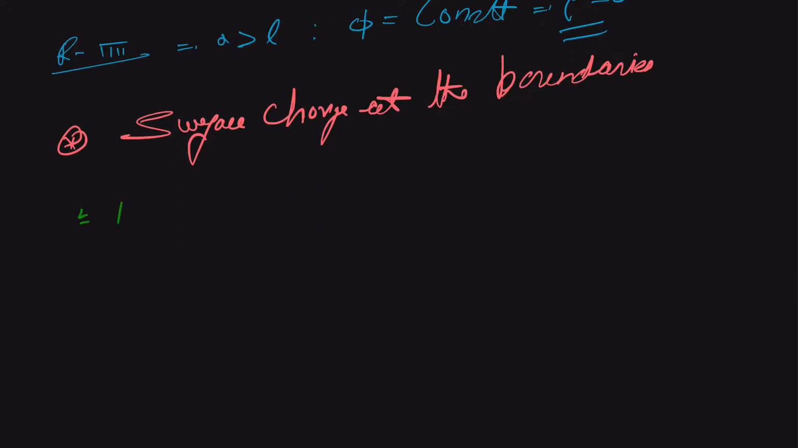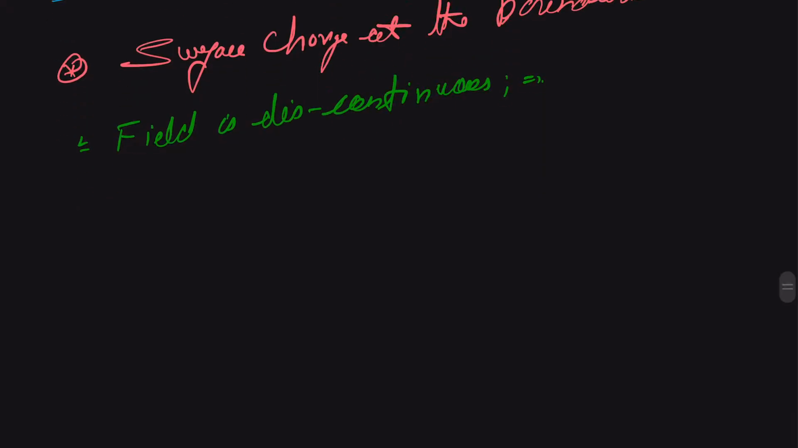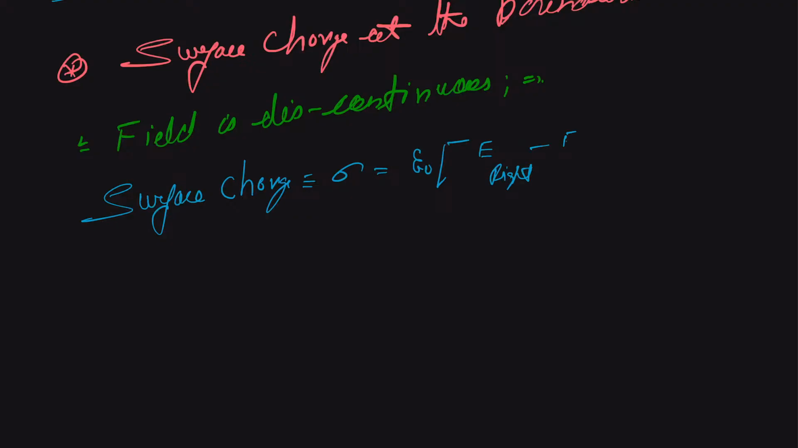And you can say that our field is discontinuous, therefore there must be a surface charge density, and we know that our surface charge density is equal to epsilon naught times the electric field to the right side minus the electric field to the left side.